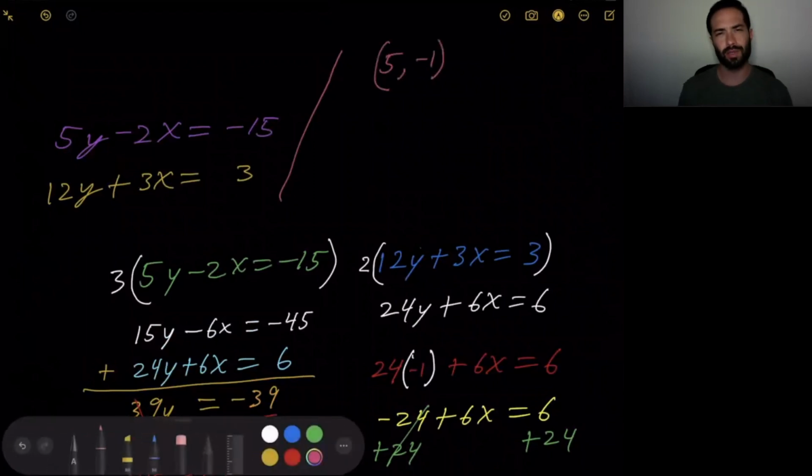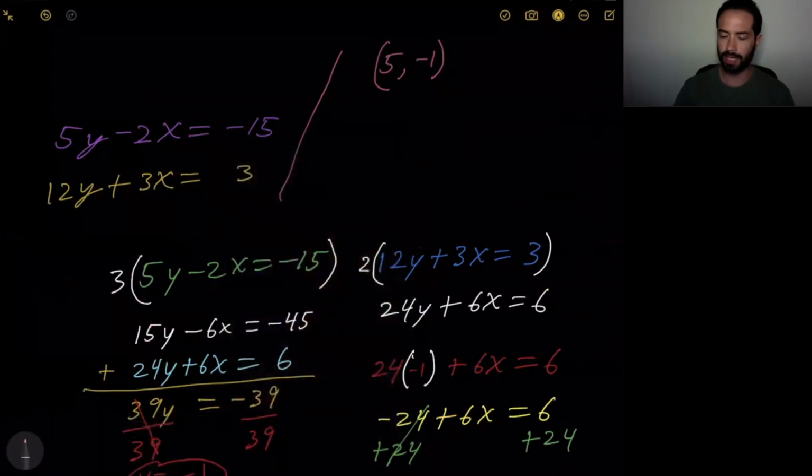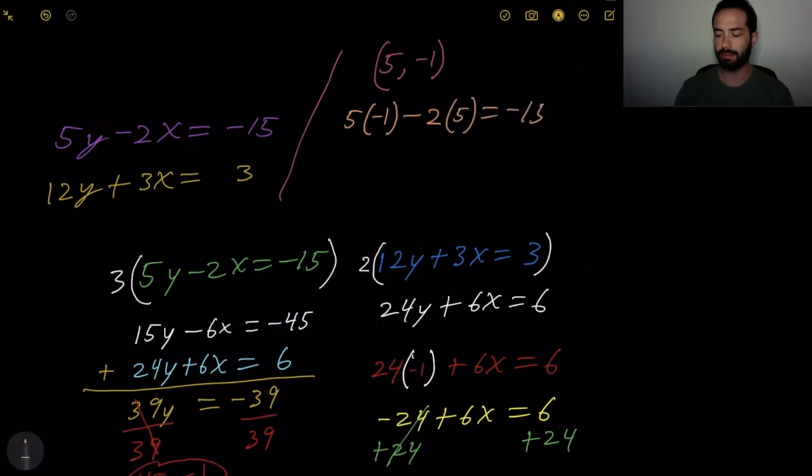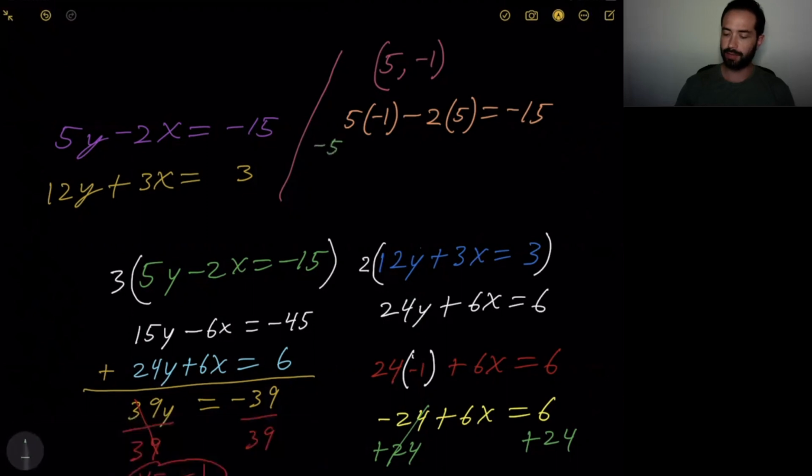All right, you can do this. I believe in you. Here we go. Let's pick another cool color. Let's go with, bam. All right, so we've got 5 times negative 1 minus 2 times 5 equals our negative 15. Okay, here we go. Throw back the green. We've got negative 5, because that's 5 times negative 1. Negative 2 times 5, that would be negative 10, equals negative 15.